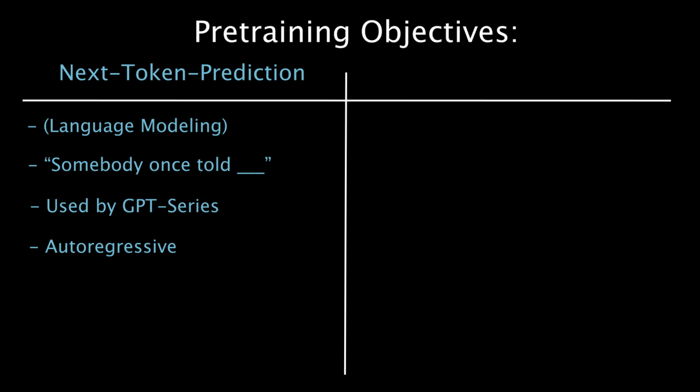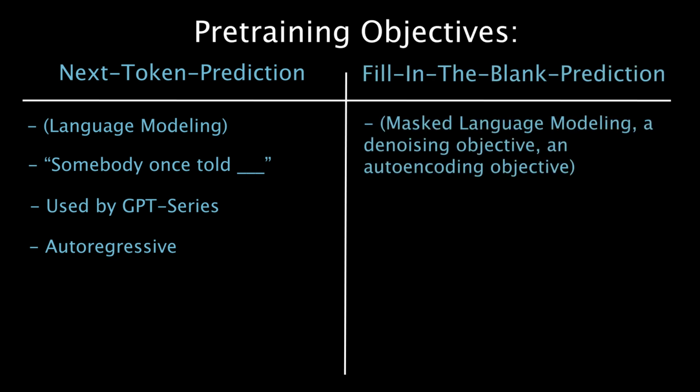The second is fill-in-the-blank prediction, also called masked language modeling, or a denoising objective, or an autoencoding objective, in which one or some tokens within the given sequence are masked, and the model learns to predict them. This approach was popularized by Google's BERT.